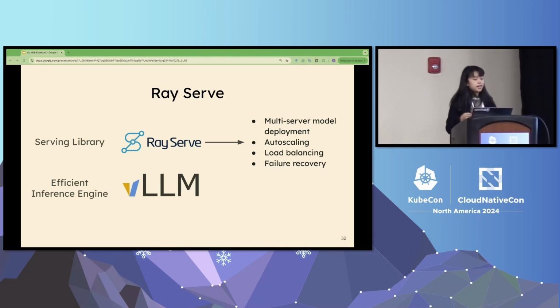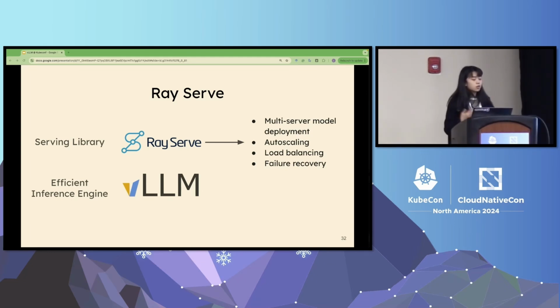For example, it can do multi-server model deployment. This is very important for large models, right? Like if the model has hundreds of billions of parameters, sometimes it will scale across multiple nodes to serve a single model. So you want to do multi-server model deployment. And also if the request rate is very high, you want to replicate the nodes. In that case, you might also want to have multiple servers to serve the same model.